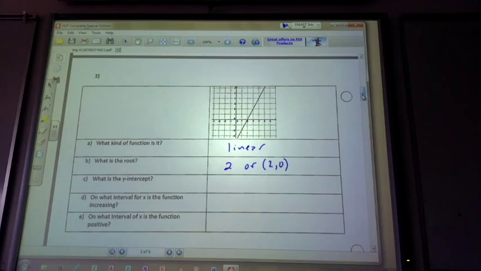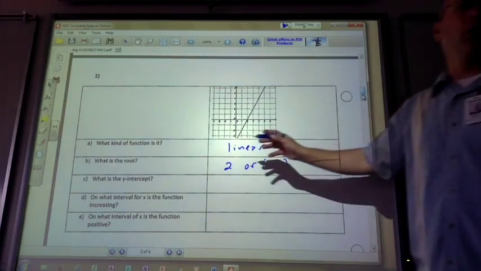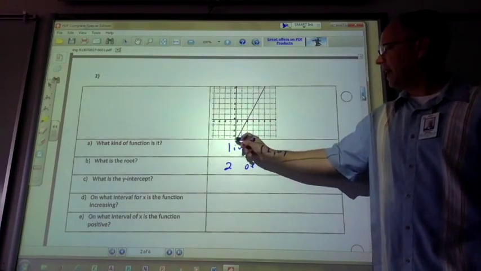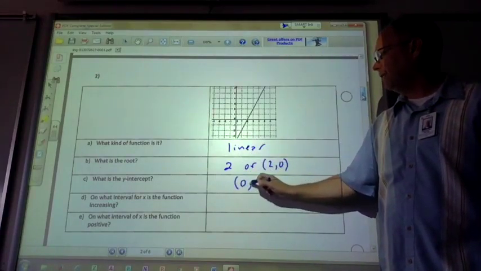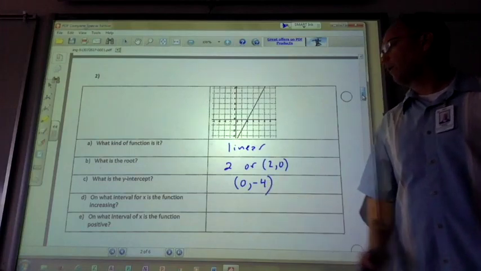What is the y-intercept? I'd say on this one, it does appear to be -4. Though we can't see it, just extrapolate it a little bit and say, I'm pretty sure it's going to be (0, -4).